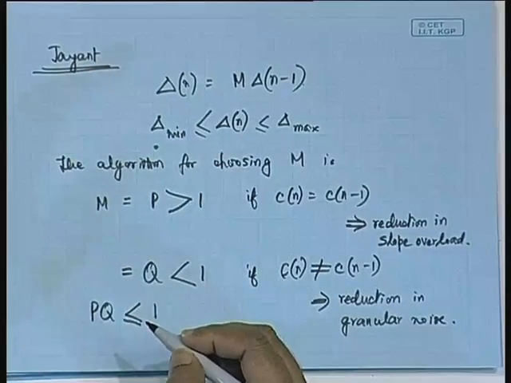PQ equal to 1 means, a simple example, that if you take P equal to 2, then correspondingly you have to take Q as half, in order to maintain that PQ is equal to 1. You can choose equal to 1, you can choose slightly less than 1 also.